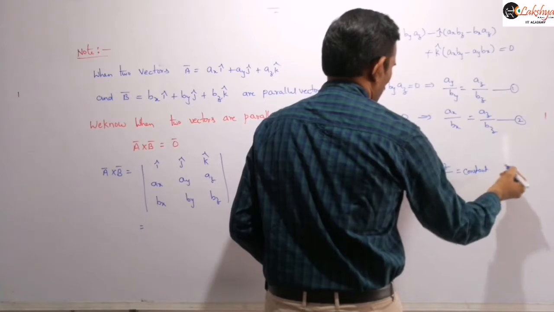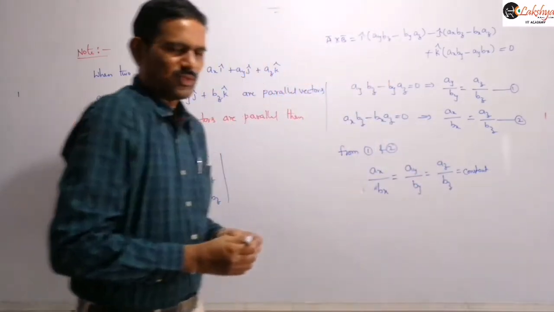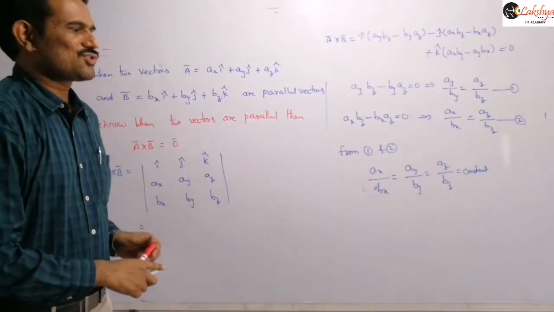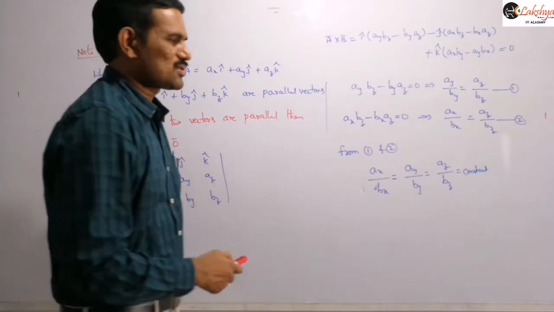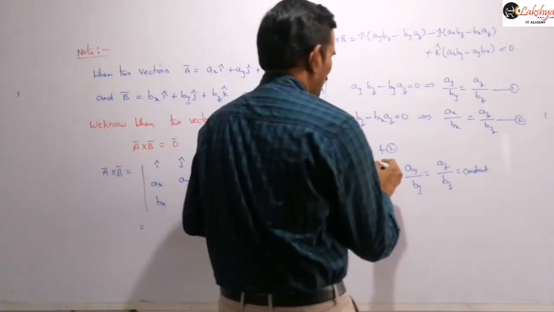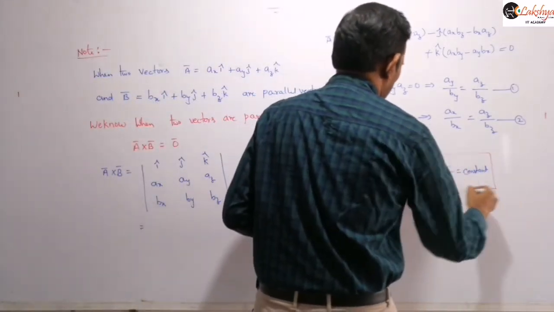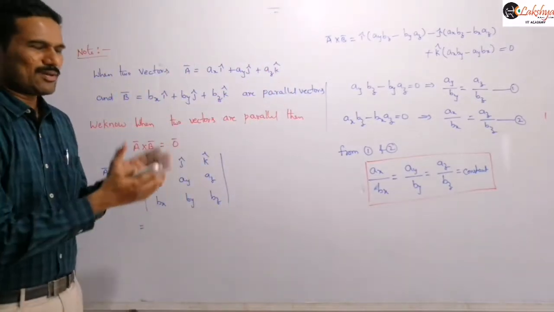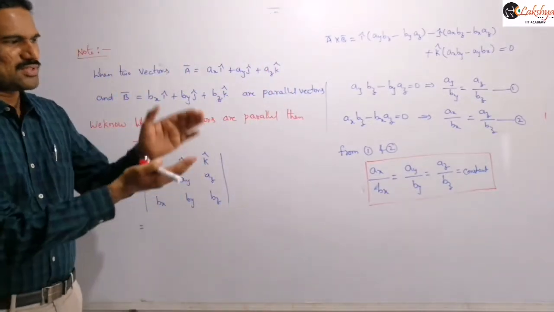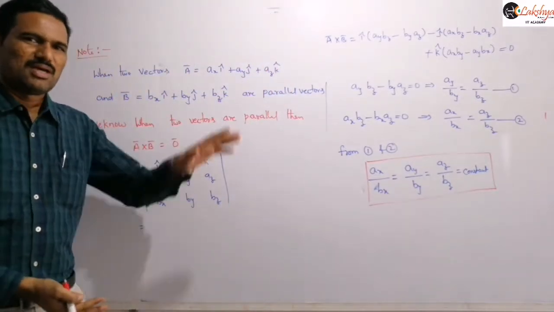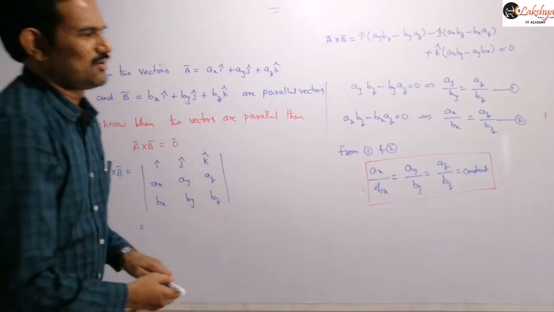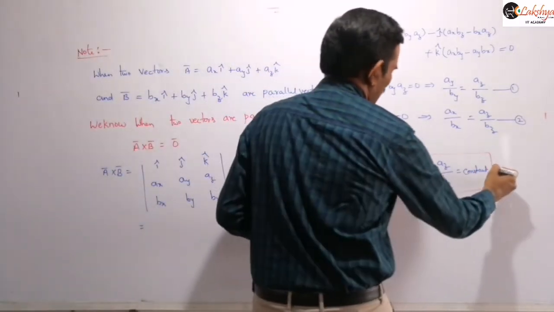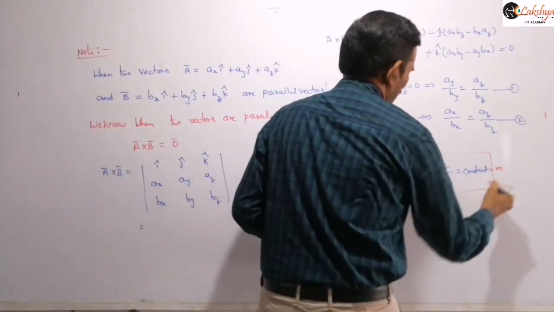You can assume any constant there, that ratio. So that means now that is the condition which we need to use here. When two vectors are parallel to each other, the ratio of their coefficients must be the same. Is it clear? That means the ratio of the i cap coefficients, the j cap coefficients and the k cap coefficients must be the same, and that ratio must be a constant value. And suppose I am taking this value as some m, for example.